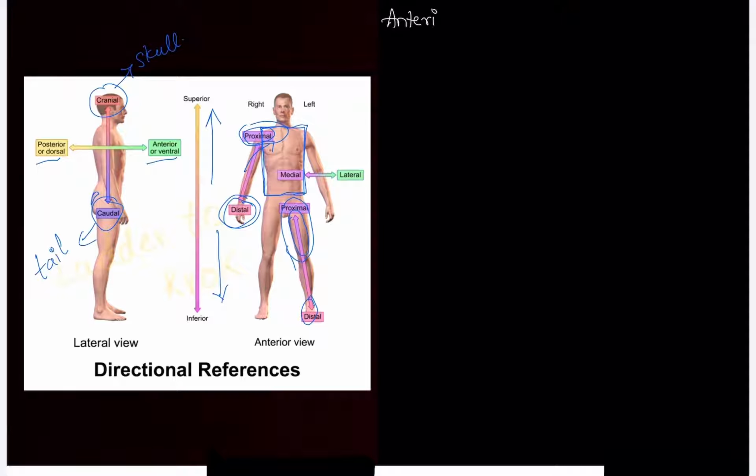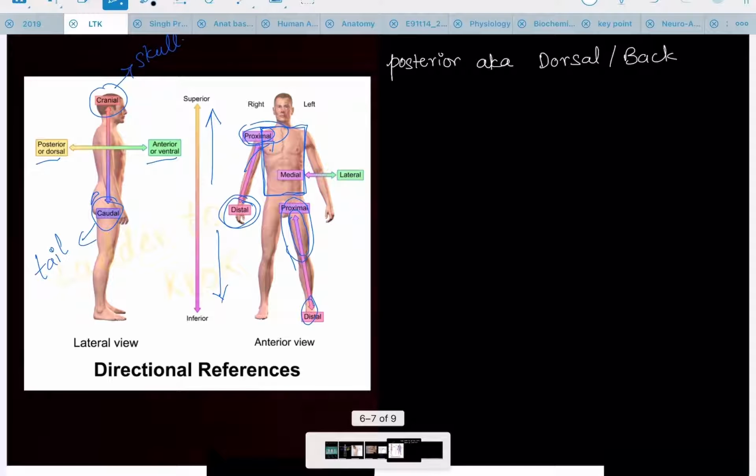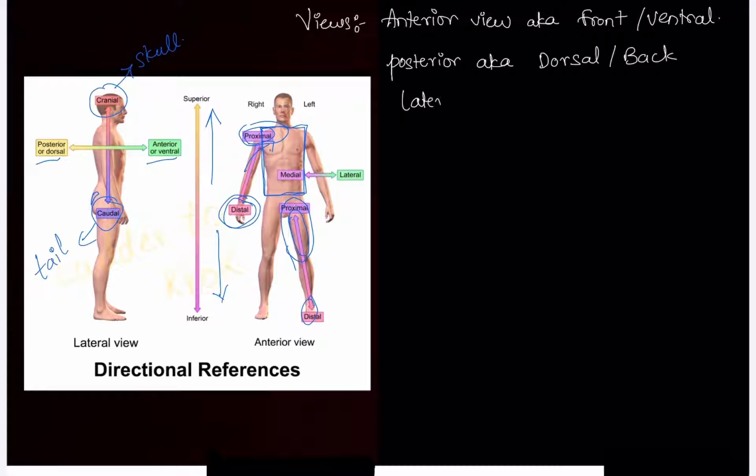Anterior. First we'll be doing views. So anterior view is also known as AKA, means also known as. Anterior view is also known as front view, or it's also known as ventral view. Posterior view. Posterior view is also known as dorsal view, or it is also known as back. Lateral view is also known as side view.